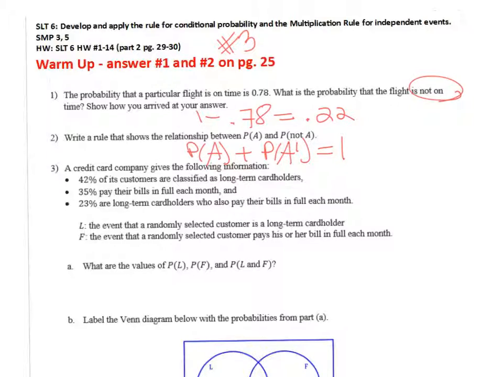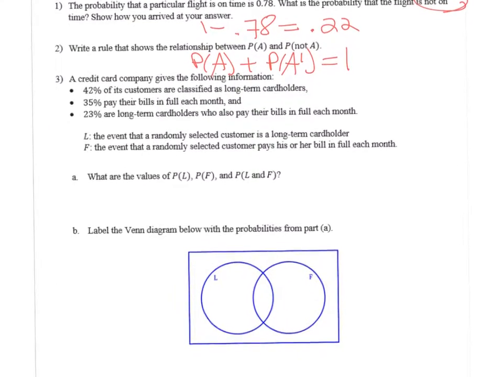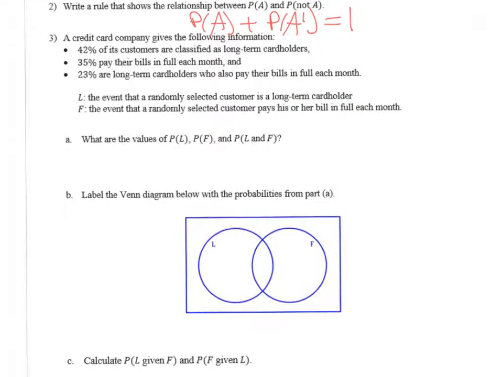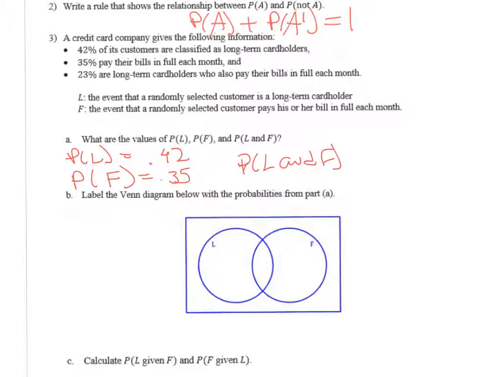So now if you look at number 3, we have information about this credit card company. So the probability of a long-term cardholder is 0.42. The probability of paying your bill in full is 0.35. And the probability of the overlap or the intersection is 0.23.